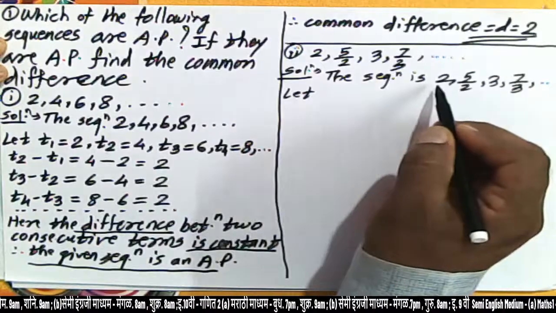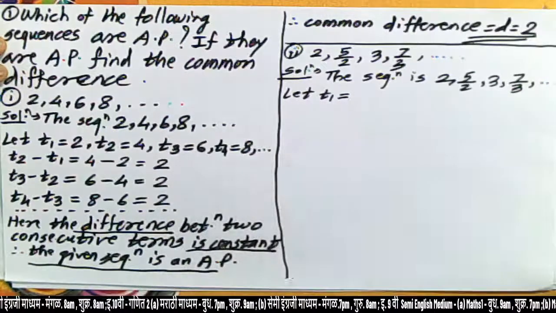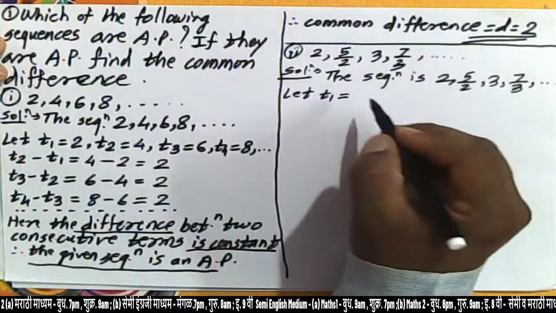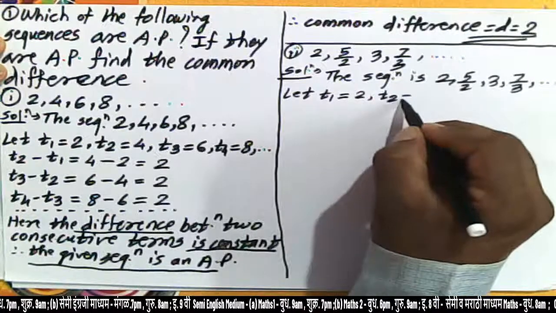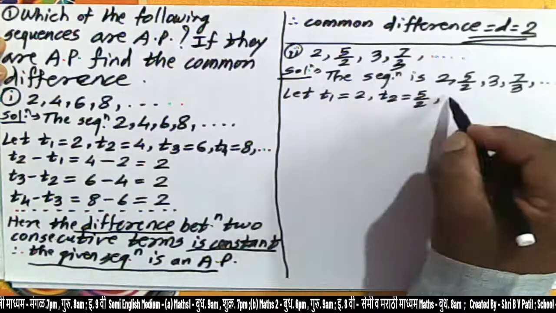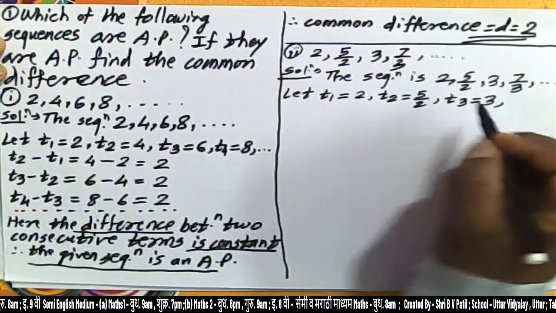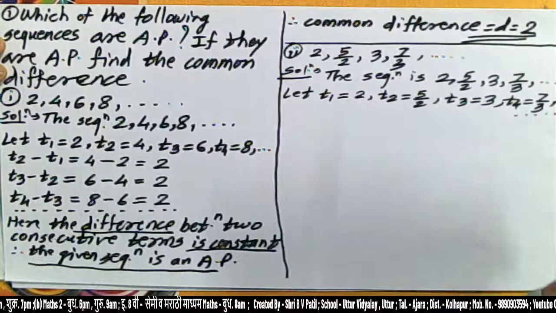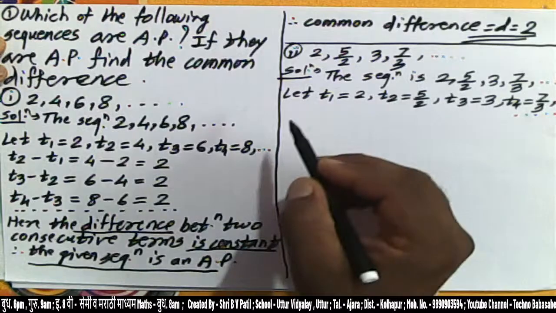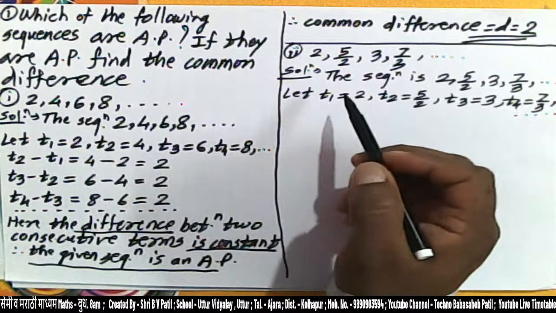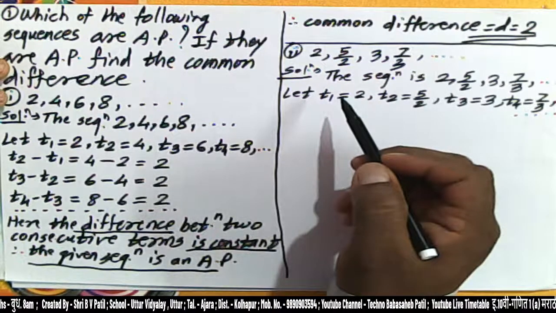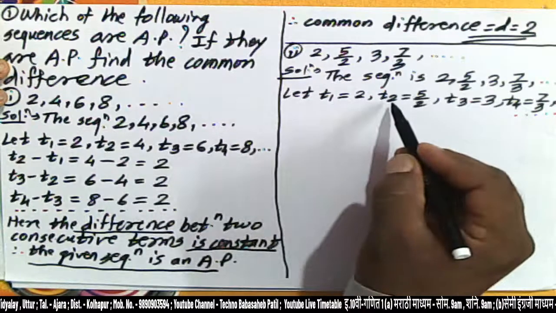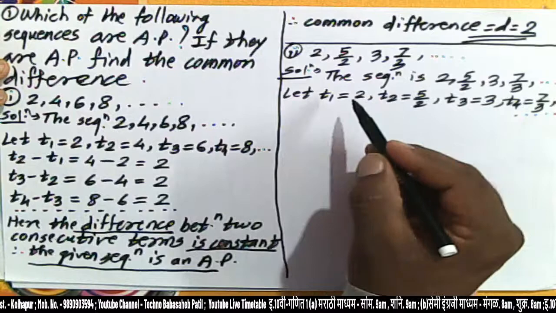Let first term denoted by T1, that is 2, then second term denoted by T2, that is 5 upon 2, third term, that is T3, 3, and fourth term, that is T4, 7 upon 3, and so on. Then, for finding arithmetic progression, we want the difference between consecutive terms, लगतच्या क्रमागत पदामधील फरक. Difference between first two terms, that is next term T2 minus previous term T1.